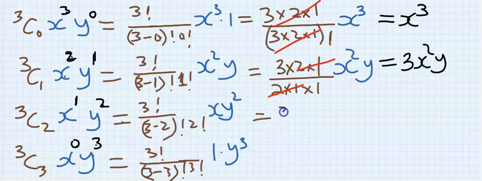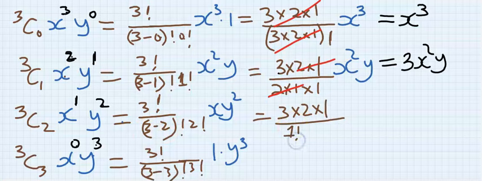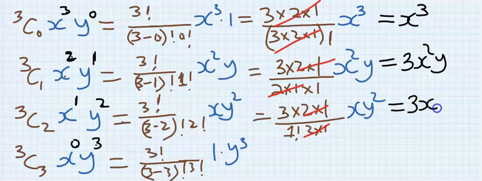This is 3 factorial is 3 times 2 times 1 over 3 minus 2 is 1 factorial. Then this is 2 factorial is 2 times 1. So this, we take away this. Here is x, y squared. Our answer here becomes only 3 is remaining, 3xy squared.